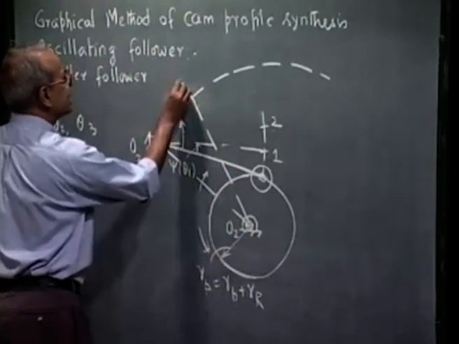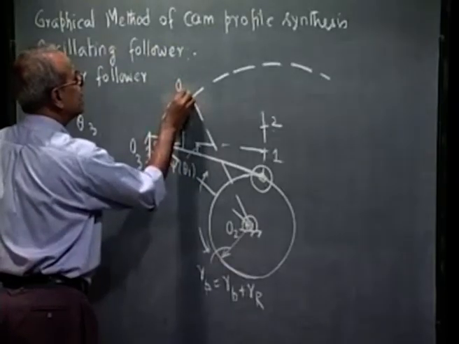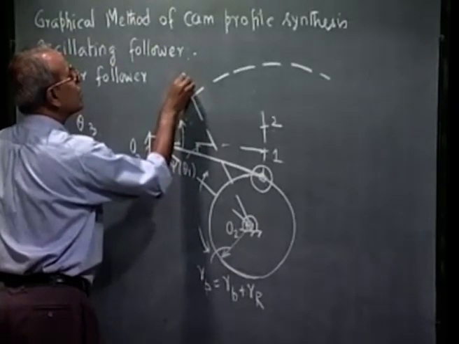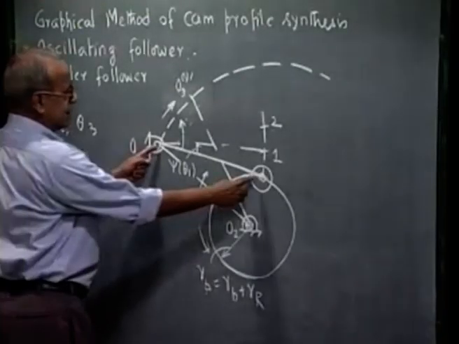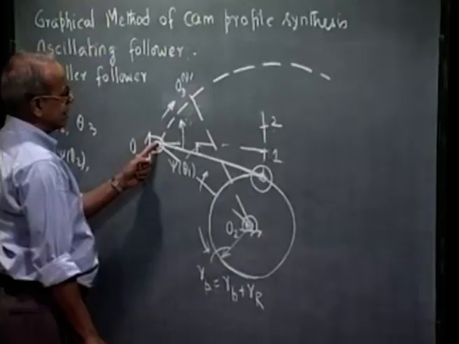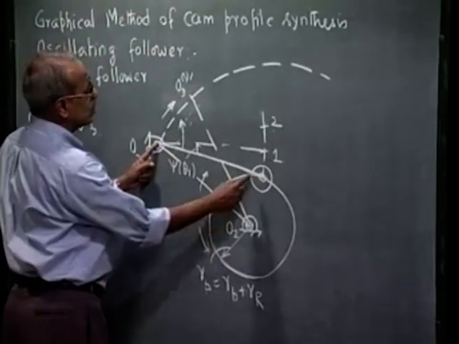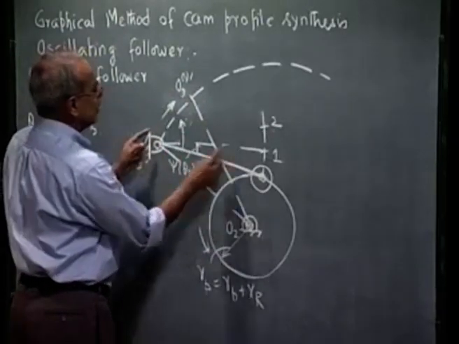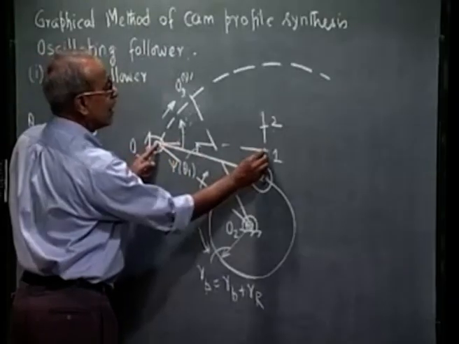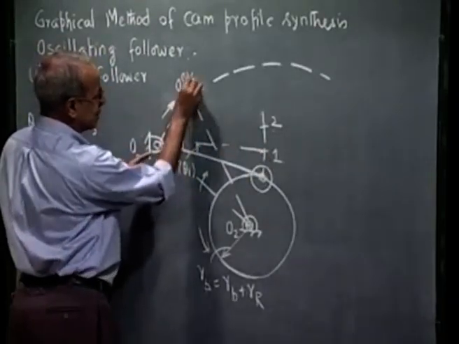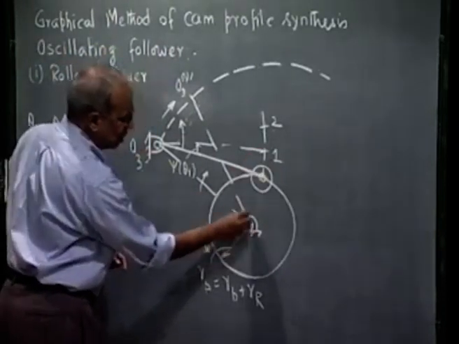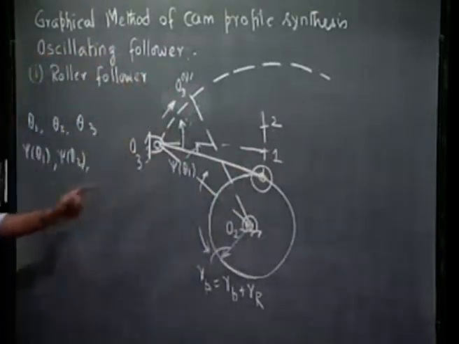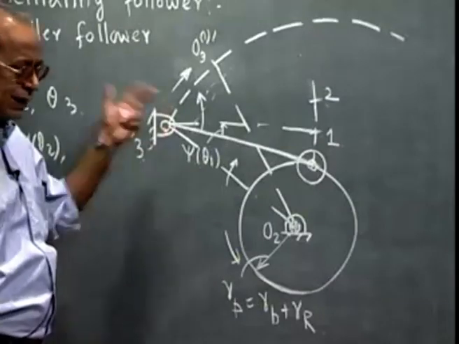So this I can say O3 corresponding to 1 and the inverted position. Now the distance of the trace point from this hinge does not change. So distance of O3 1 should be same as O3 prime 1 prime, and the distance of 1 from O2 must be such that this required or desired follower movement is reproduced.